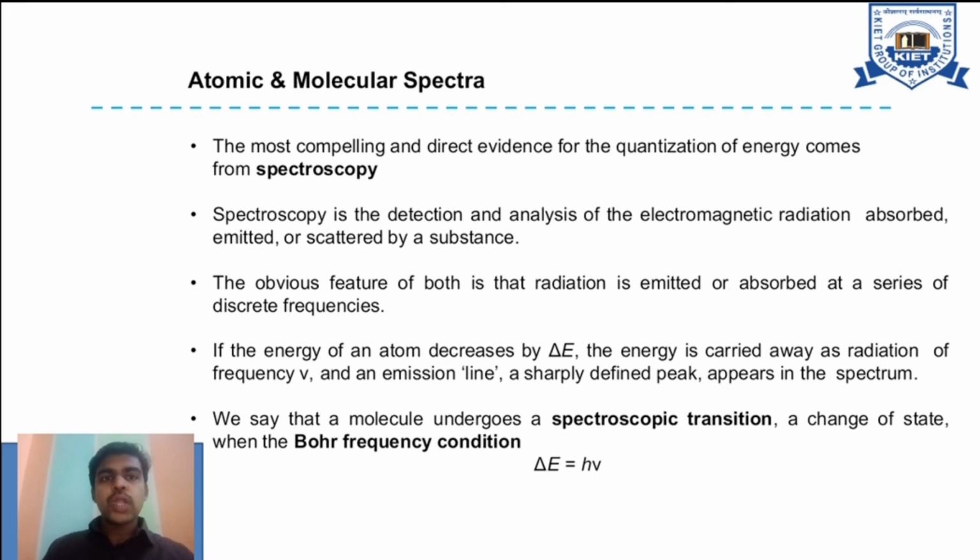Look at the fourth one, the energy of an atom decreases by delta E. So energy is decreasing, the emission is happening, and a sharply defined peak appears in the spectrum. So we say that a molecule undergoes a spectroscopic transition, a change of state, when the Bohr frequency condition delta E equals h nu is satisfied. So this is the atomic and molecular spectra frequency level in determining the blackbody radiation.